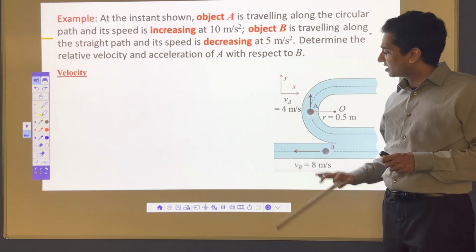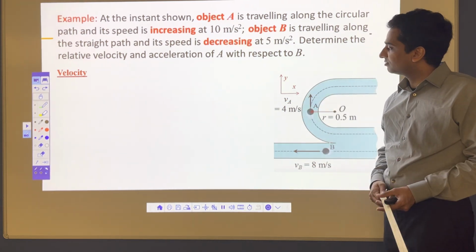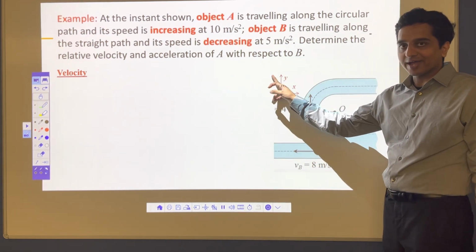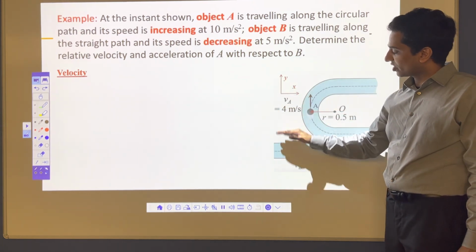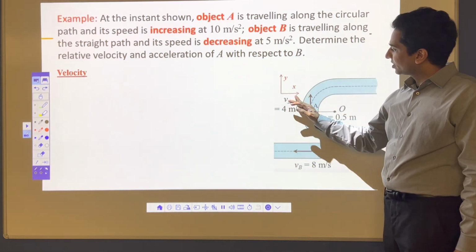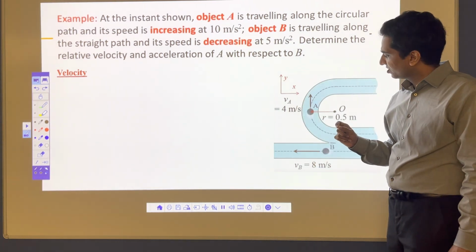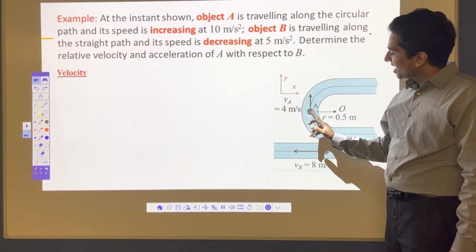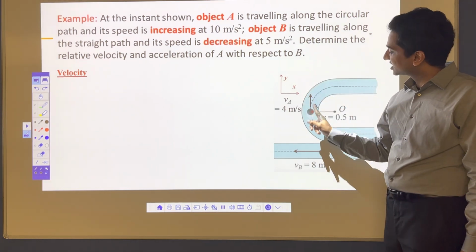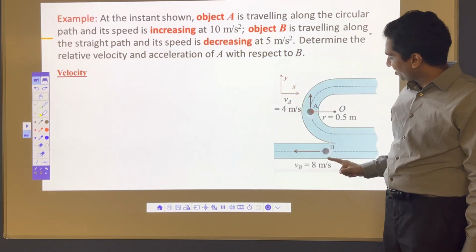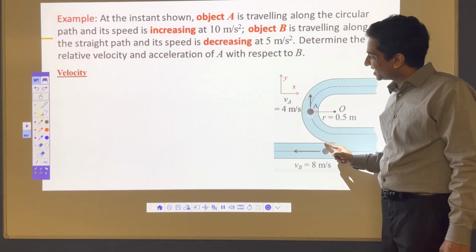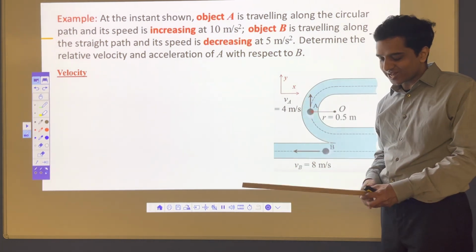So for the first part, the first thing that we do in this kind of problem is set up our coordinate system, X and Y. Because velocity has magnitude and direction, I need to use i and j vectors. A is going in the Y direction, and B is going in the negative X direction. I'm going to keep that in mind.